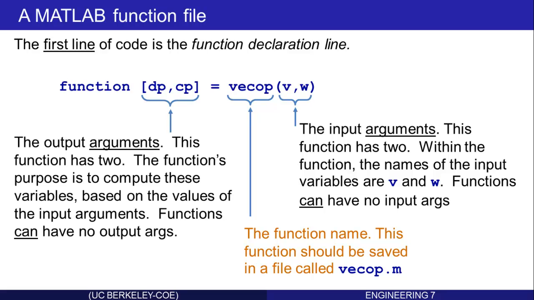On the other side are the output arguments. Notice that they're enclosed in a square bracket, and this particular function has 2. The function vecop's purpose is to compute these variables based on the values of the input arguments. Functions also can have no output arguments.